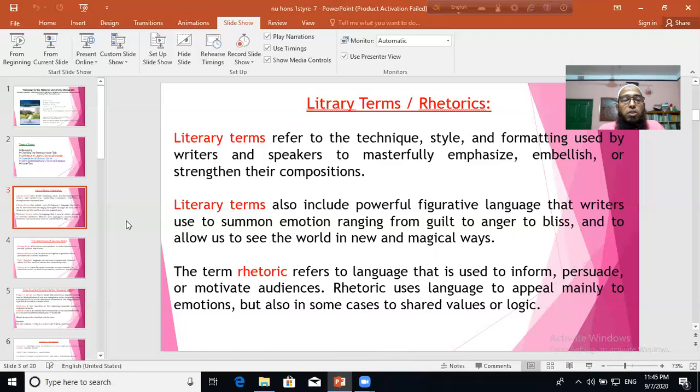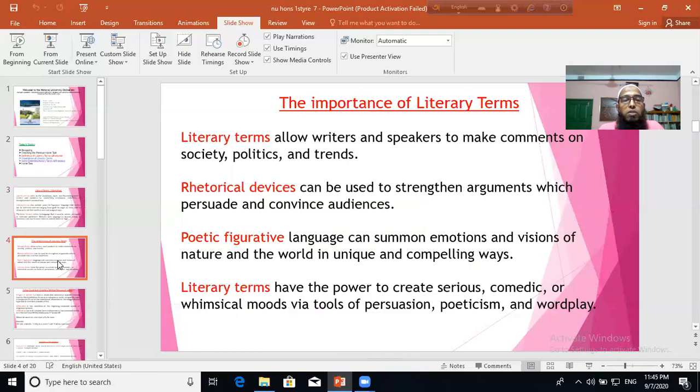So actually, literary terms and rhetorics are very important. Look at the importance. Literary terms allow writers and speakers to make comments on society, politics, and trends. So you can guess now, you can understand why they use literary terms. Writers or speakers use literary terms to make comments. Through these terms, they make comments on society, politics, and trends. What is the tradition, what is going on, social cultures, everything. The writers and speakers make comments using these literary terms. They make their writing or speech more vivid and lively towards the audience or the reader.